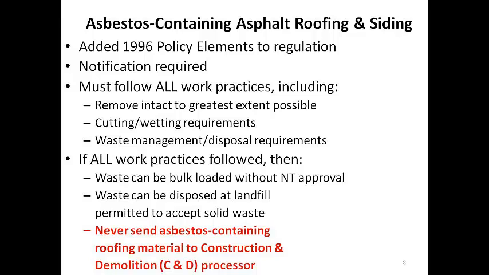If all the specified work practices are strictly followed, then waste roofing material can be bulk loaded for transport to the disposal facility without a non-traditional work practice approval. Waste can be disposed of at any landfill permitted to accept solid waste. If, on the other hand, the work causes the material to become friable or causes the release of asbestos dust, then the work becomes regulated by DLS, requiring the use of licensed contractors, workers trained and certified as asbestos supervisors and workers, adherence to the full suite of asbestos work practices specified in the regulation, and packaging, transport, and disposal of the waste roofing material as ACWM special waste.